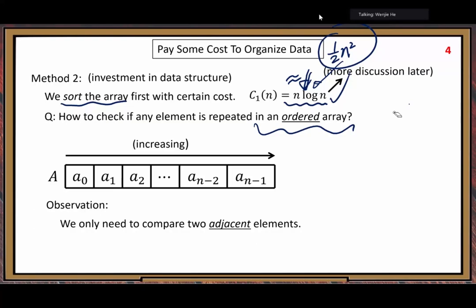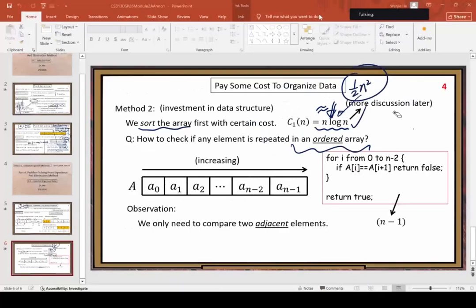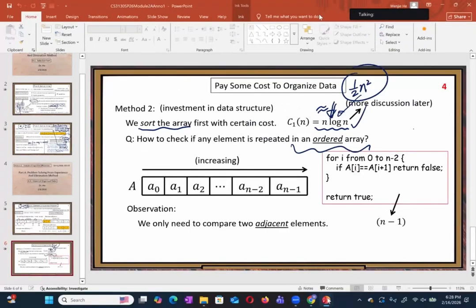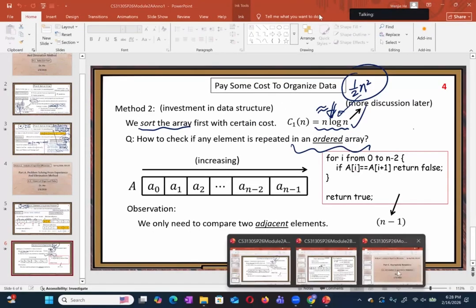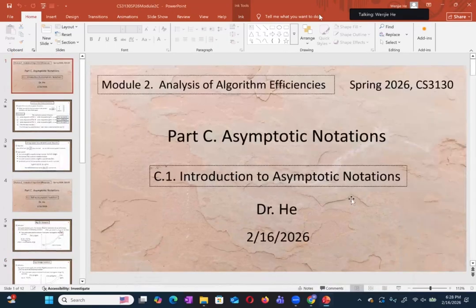All right, now we move to part C. Part C, the last part of Module 2. Module 2, we only have 3 parts, A, B, C. But this part is more important. Part A and Part B, we do preparation for Part C. Part C is our core part of Module 2.